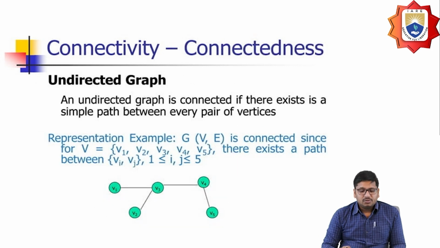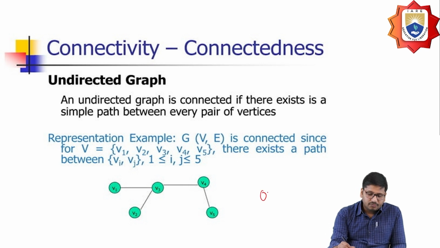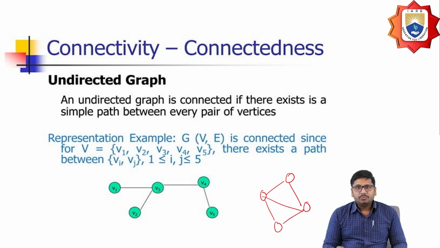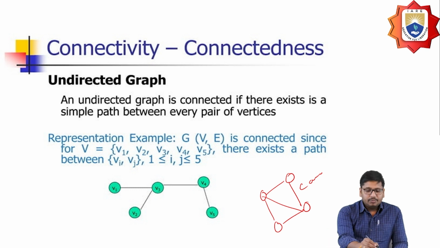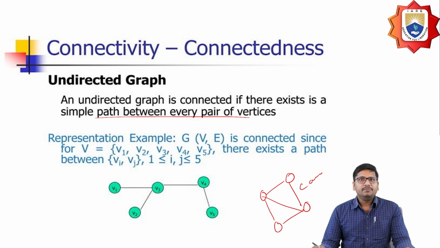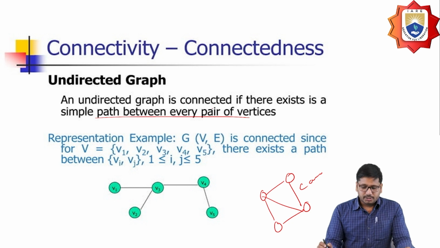An undirected graph is connected if there exists a simple path between every pair of vertices. So a connected graph is one where there is a connection for each pair of vertices. If there is an edge connecting each pair of vertices of the graph, then I can say it is a connected graph. So an undirected graph is said to be connected if there exists a simple path between every pair of vertices.